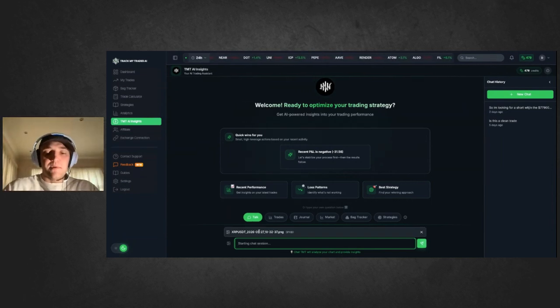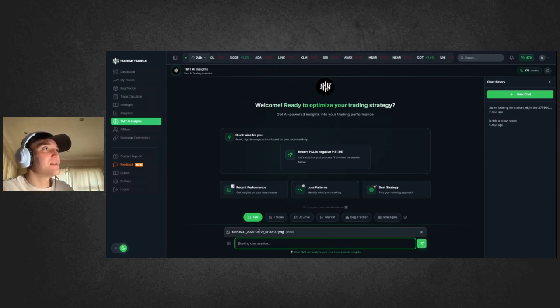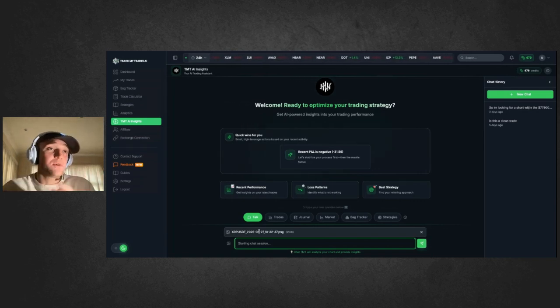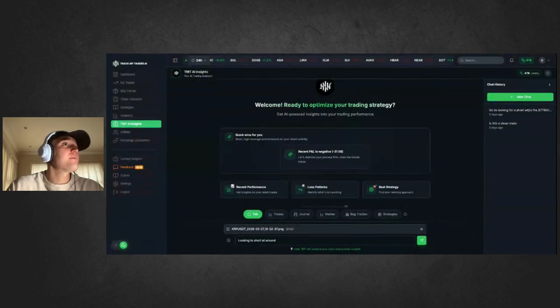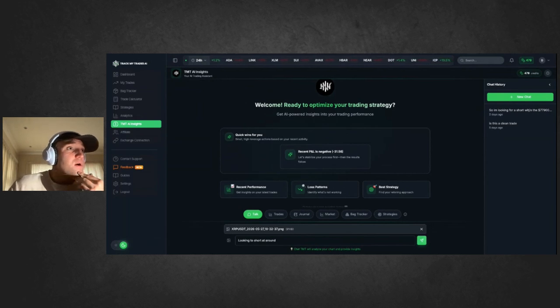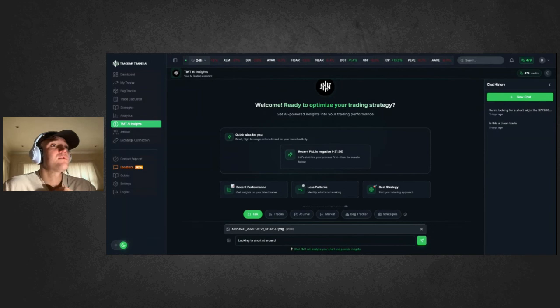Basically, I'm going to tell the TMT AI insights, what is the idea, why am I looking for this trade? And you can also just ask the questions, like is this a valid setup? So I'll say looking to short at around, let's have a look again, 1.3408. We broke the low, we broke yesterday's low.